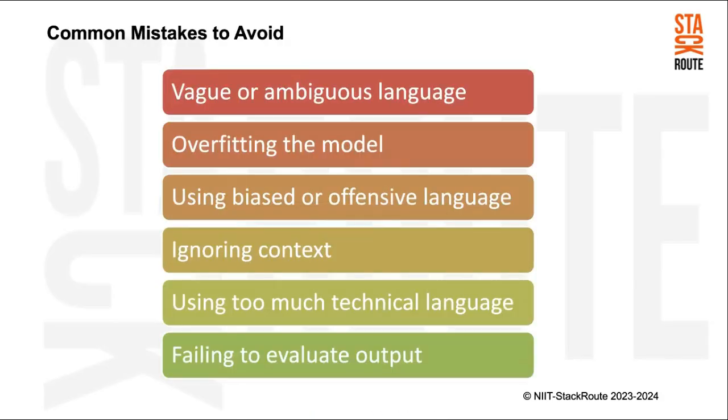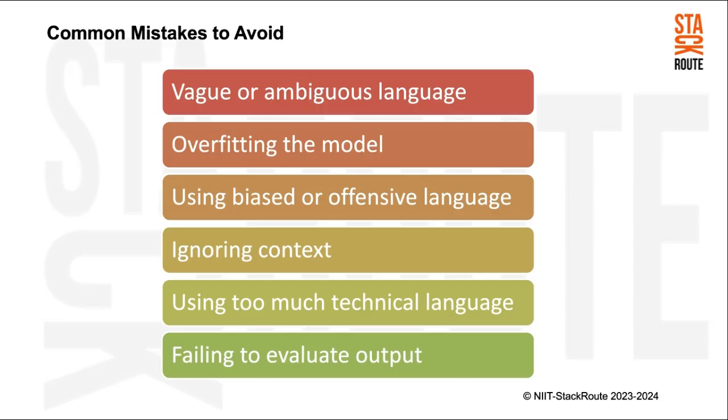So now when we have discussed the best practices, it's time to see the common mistakes which one should avoid while typing a prompt. So the first one is vague or ambiguous language. Avoid using vague or ambiguous language which could lead to unpredictable or irrelevant output. We have to be more specific and clear.